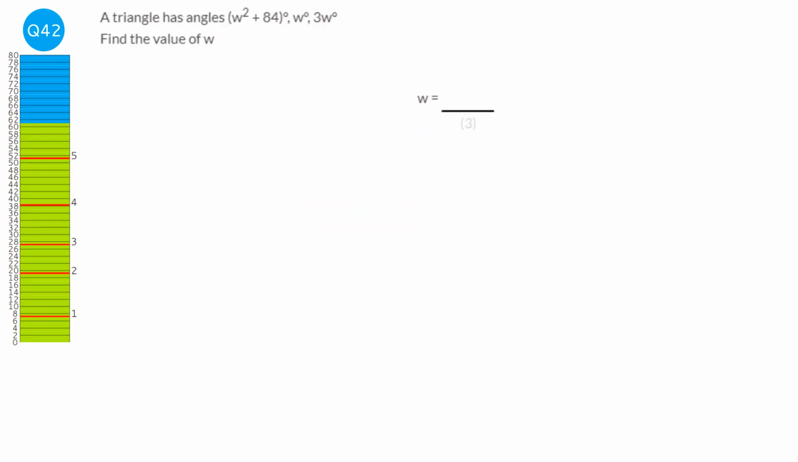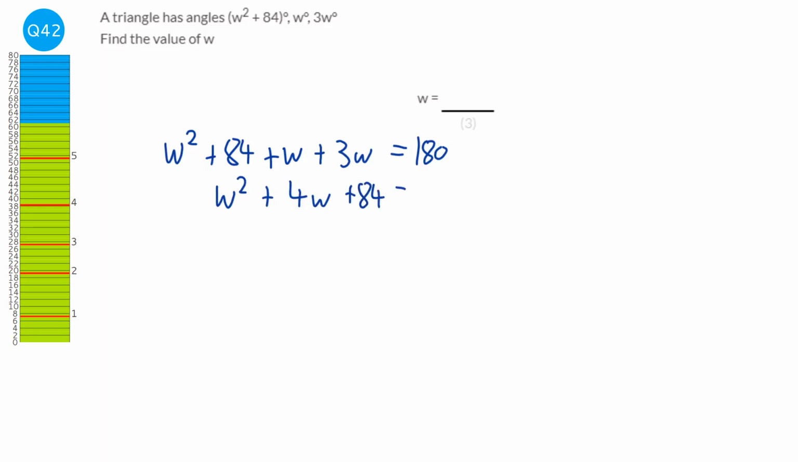power. So the thing we know about triangles is their angles add up to 180. So what we can do is we can say w squared plus 84 plus w plus 3w equals 180. And let's just put that together. So it's w squared plus 4w plus 84 equals 180.